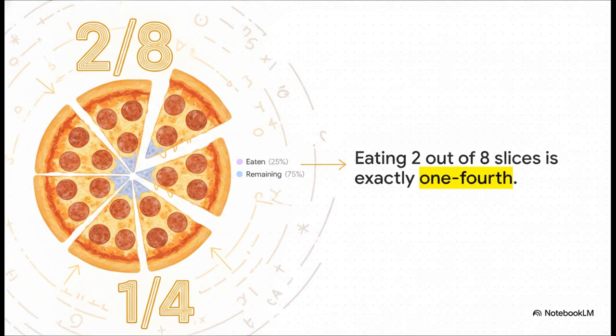Suppose you have a large pizza cut into 8 equal slices, and you're hungry, like really hungry, so you eat 2 of them. In fraction language, that's 2/8 of the pizza. Simplify that down, and it's exactly 1/4. Basically, you're just asking how much out of the whole.